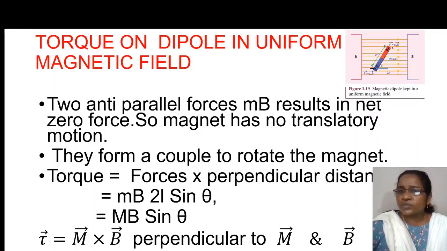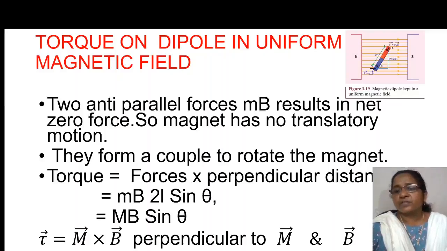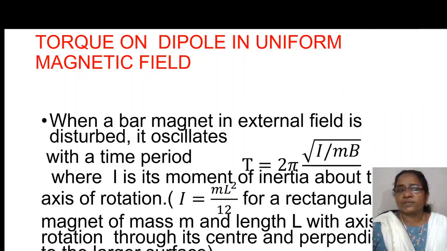Now, this distance is 2l, and this angle is theta. So this side is 2l cos theta and this side will be 2l sin theta. Therefore, mB into 2l sin theta will give you the torque. That is the magnitude of torque, so torque is equal to mB sin theta, and its direction will be perpendicular to the plane containing vector M and vector B. It is a vector, so its direction is given by the direction of the cross product.